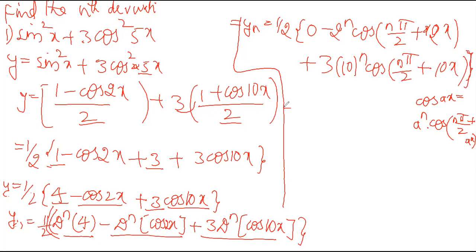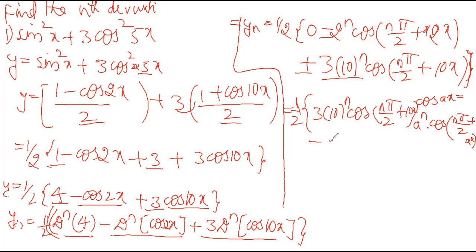Next step, the final step. That is 1 by 2 into flower bracket of this one. Here the positive symbol is there and the negative, that's why I write positive first: 3 into 10 to the power of n into cos of n pi by 2 plus 10x. This is the one. Next, minus 2 into 2 to the power of n cos of n pi by 2 plus 2x. Okay. This is your answer.